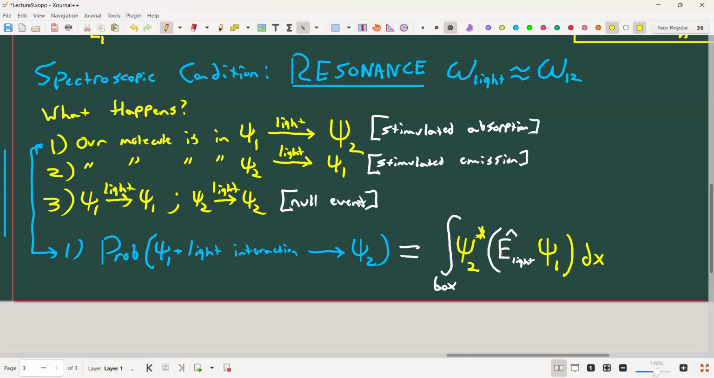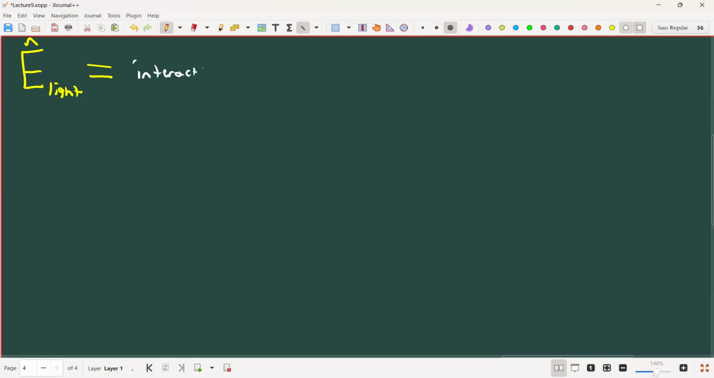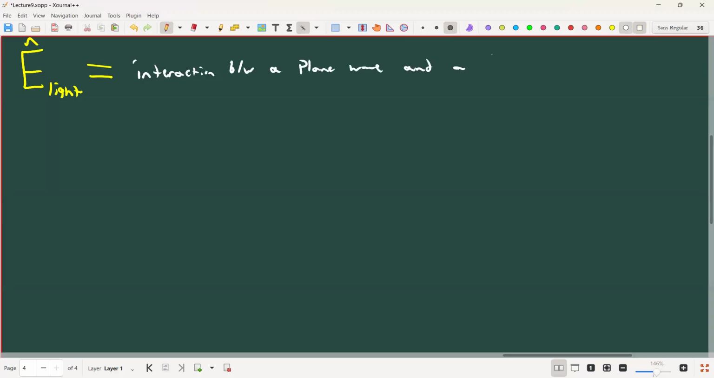So now we just got to write this down. We haven't defined this light operator, this interaction, but we have all the components. All right, so let's work on it. What is E light? The interaction operator. Well, this is just qualitatively the interaction between a plane wave and a dipole.